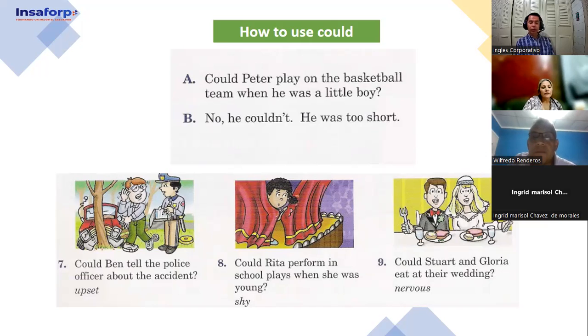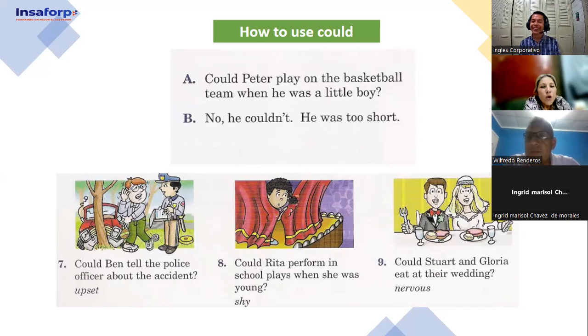The first. Please, teacher. Number seven. Could you, Ben, tell the police officer about the accident? Okay, could Ben tell the police officer about the accident? No, he couldn't. He was too... Wait. One is a question and the other the answer, right? Yes. Remember, it's a conversation, right? Two students. Okay. You make the question, I made the answer. Okay, it's okay.